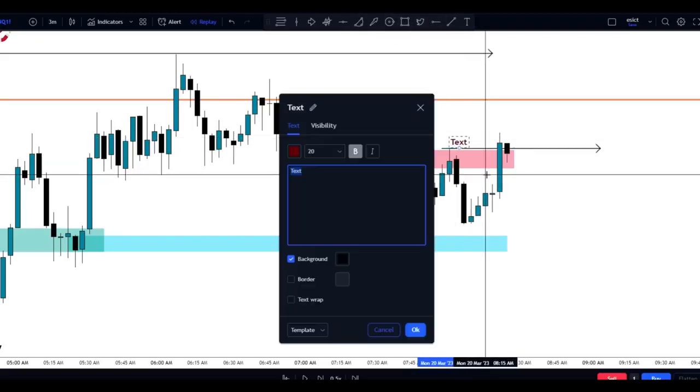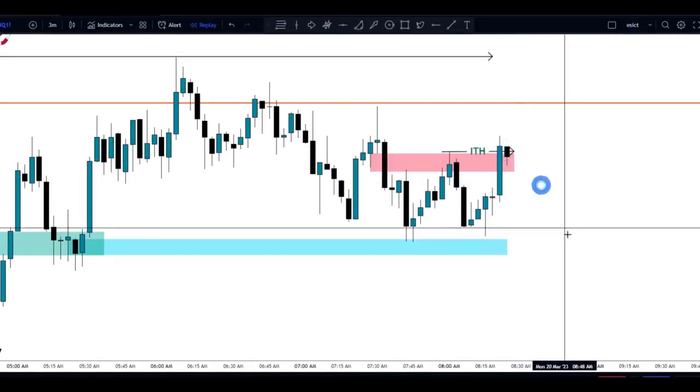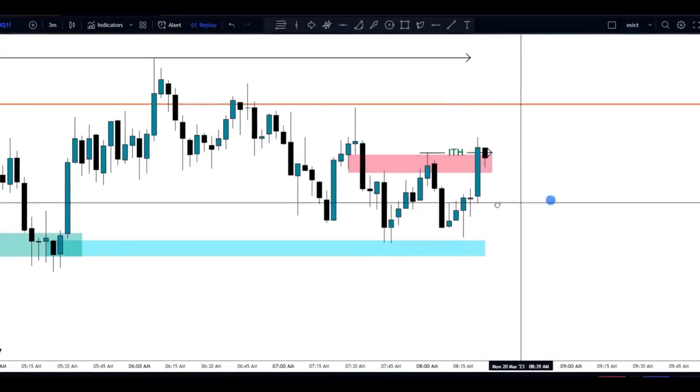But I found this way, if you use the intermediate term highs and lows as market structure shifts, your entries into fair value gaps will be a lot better. It will actually help you. Okay, so now we have a full close above it.